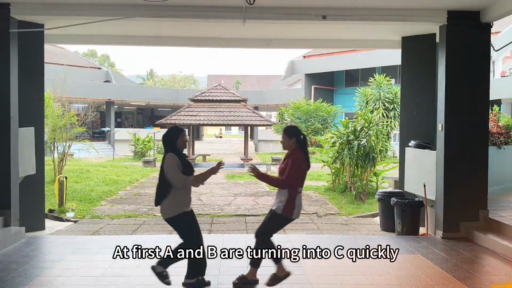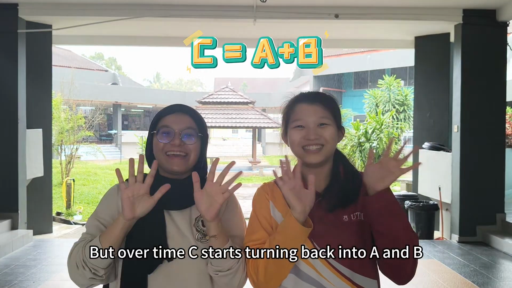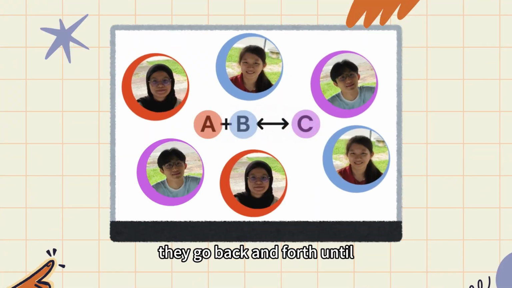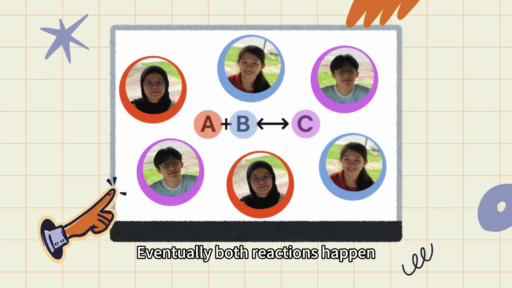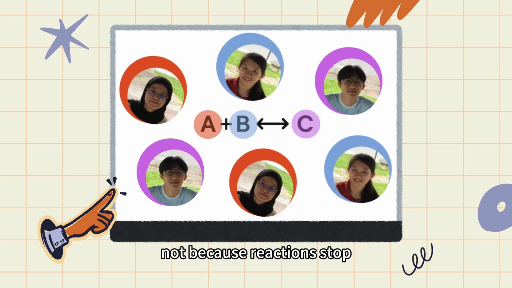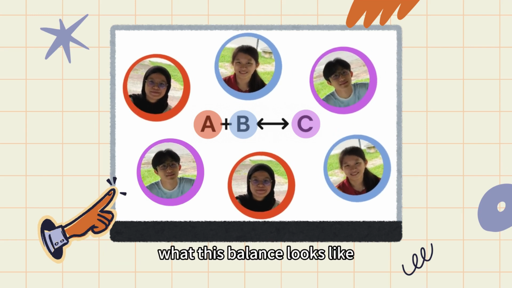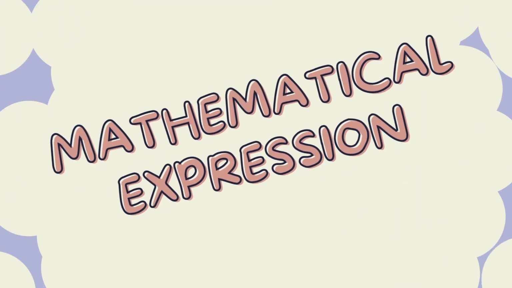At first, A and B are turning into C quickly, but over time, C starts turning back into A and B. As time passes, they go back and forth until they reach balance. Eventually, both reactions happen at the same rate. This is equilibrium, not because reactions stop, but because the system becomes balanced. The equilibrium constant K tells us what this balance looks like.